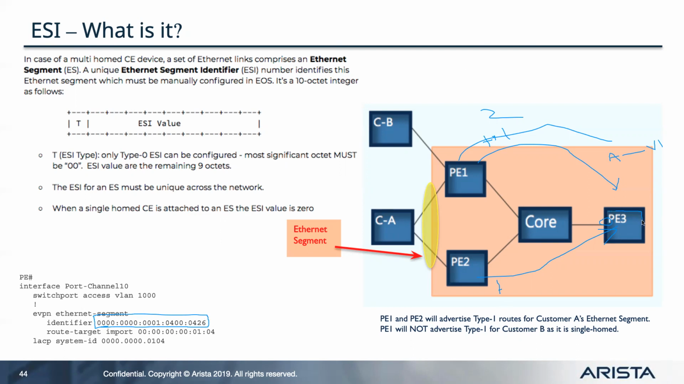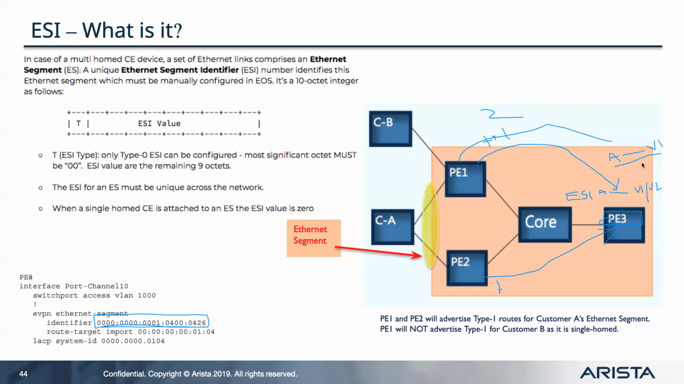P3 will receive it. Obviously this MAC is learned through type 2, but it also understands that, hey, if I have to send any packet to this Ethernet segment, right? I have two paths, right? So for a particular ESI, let's say this is ESI A, right? So for ESI A, I have two paths, two VTEPs, VTEP 1 and VTEP 2, correct?